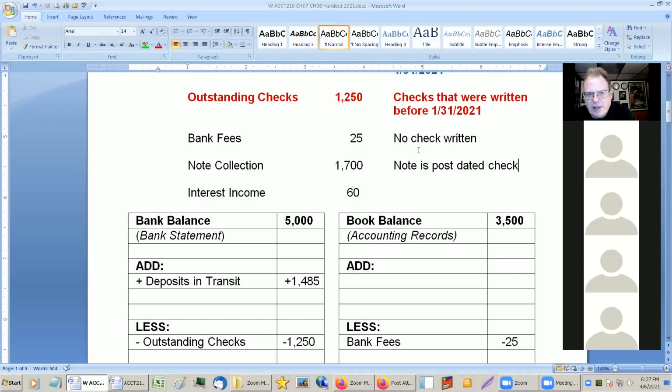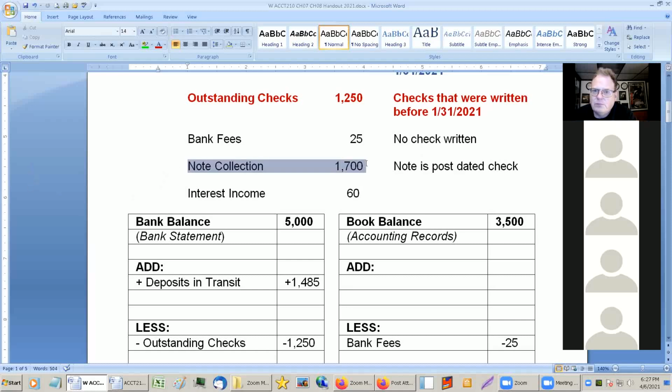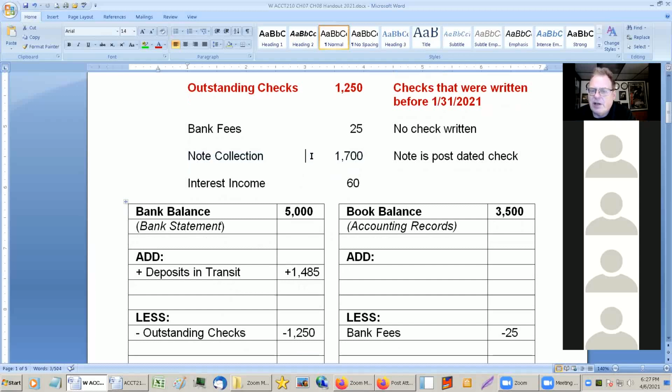Now, we're not in the business of collecting notes, just like we're not in the business of collecting checks. So it makes sense to give that to somebody who is. Banks are in the business of collecting checks and notes and whatever else, financial stuff. So it makes sense to give it to the bank. They'll probably charge us a fee to do this, but they will collect the note for us and put the money in our account. Notice that we didn't make a deposit slip for that. They just put the money in our account. We didn't actually physically go to the bank with $1,700. They collected it and put it in the account already for us.